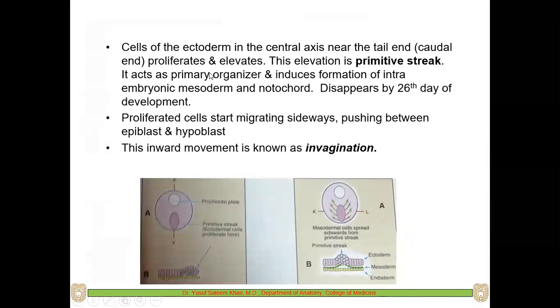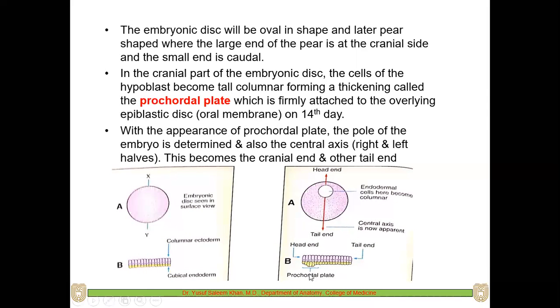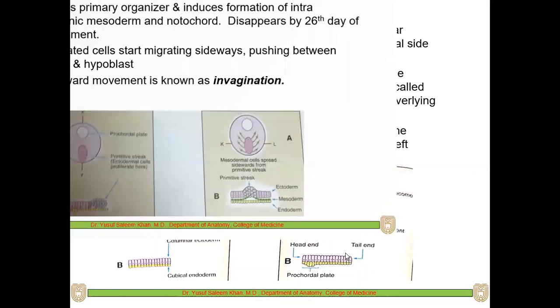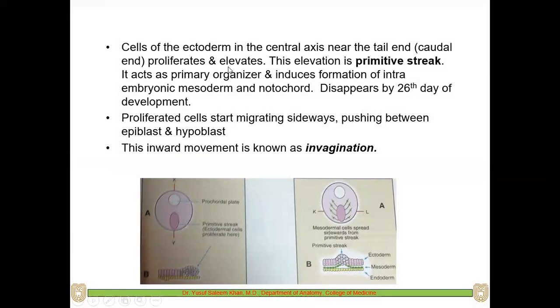So the cells of the ectoderm. Till now there was enlargement of the hypoblastic cells which form the prochordal plate. Now there are changes taking place in the epiblast, which is also called the ectoderm. So now there are changes taking place within the ectoderm, or the epiblastic cells. Cells of the epiblast or the ectoderm in the central axis near the tail end, the caudal end, proliferate and elevate. If you see here, they start proliferating and getting elevated.